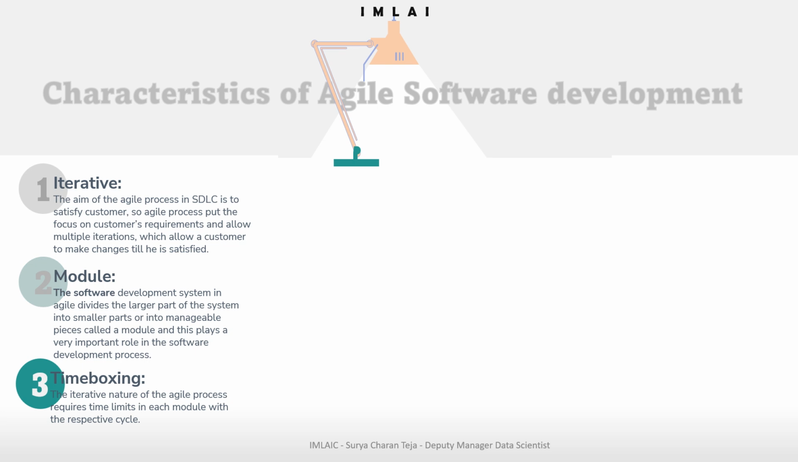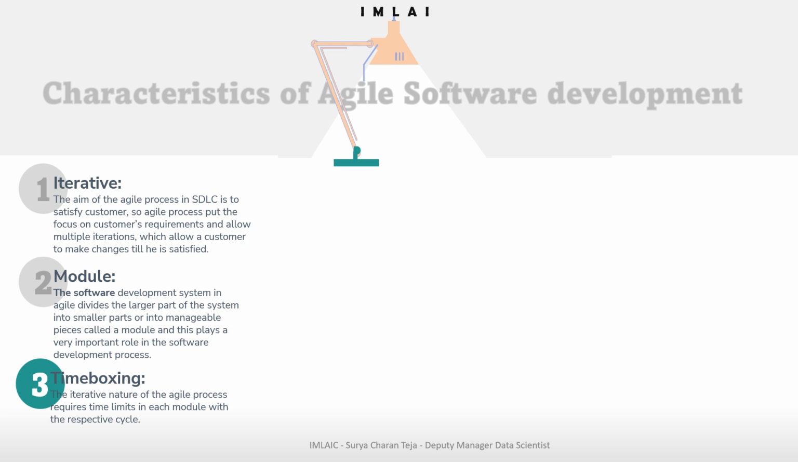And the third one is time boxing. This is widely helpful when working on a project. Here, the iterative nature of the agile process requires time limits in each module. So each module is bounded with a specific time frame, and each module will have a respective cycle.